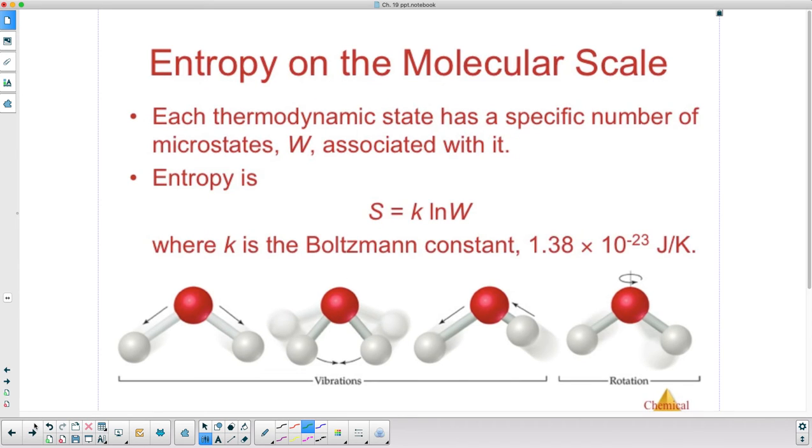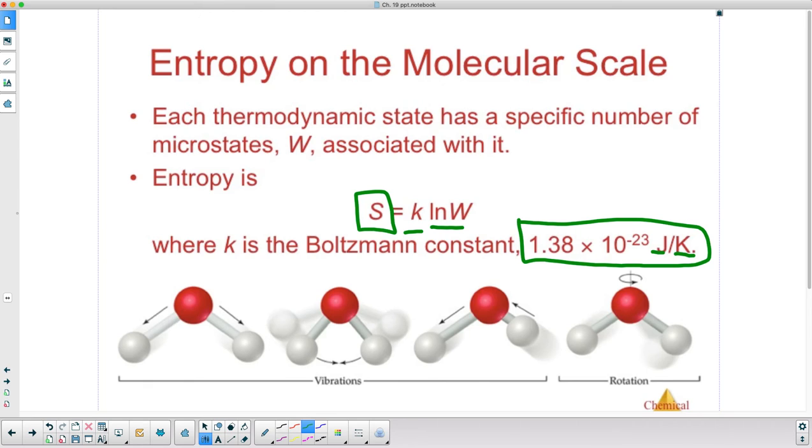So entropy in the molecular scale. Take a look at this. Entropy is signified with an S. The lower k is the constant. This is Boltzmann constant. Notice that it's joules per Kelvin, which means energy or heat divided by temperature. So the k is Boltzmann's constant, and then ln for natural log, and the W is the number of microstates.